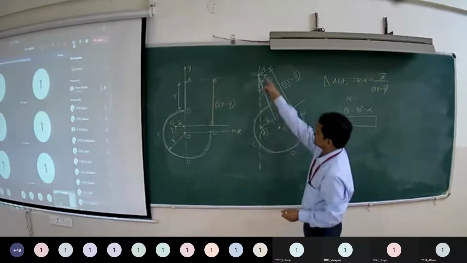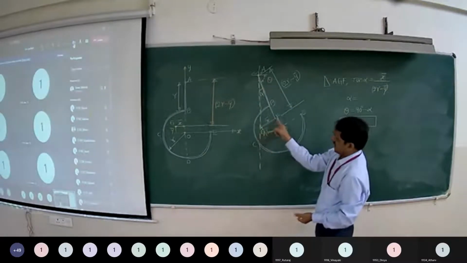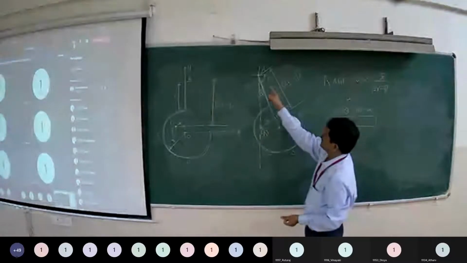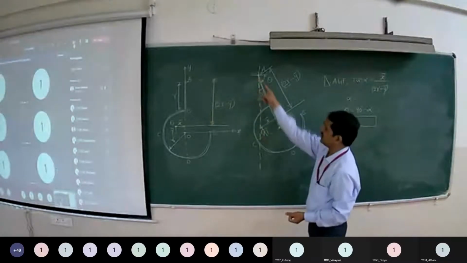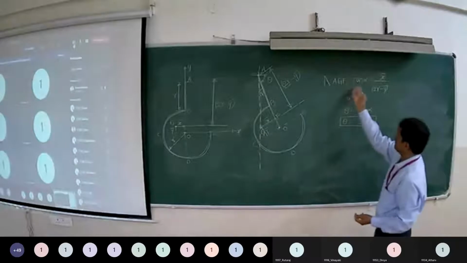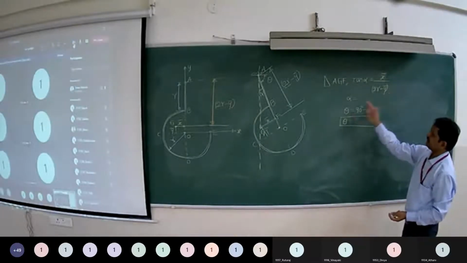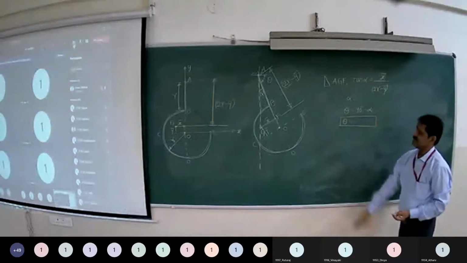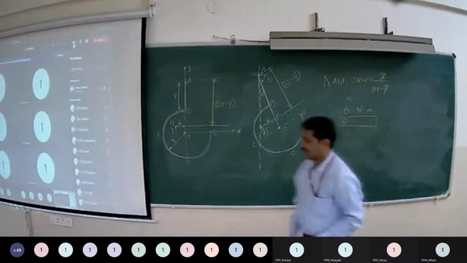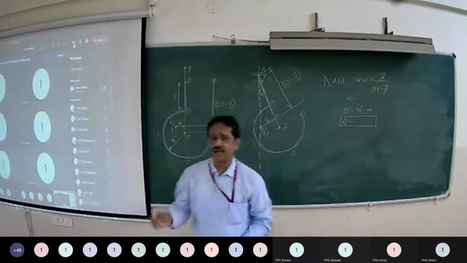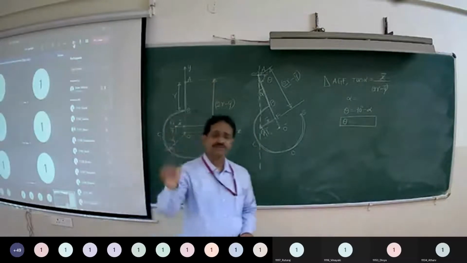So for this right angle triangle, we have x bar and 2R minus y bar as the sides of the triangle. So from that I am writing tan alpha is equal to opposite side to adjacent side, then alpha and hence theta. Now the point is to find out x bar and y bar.